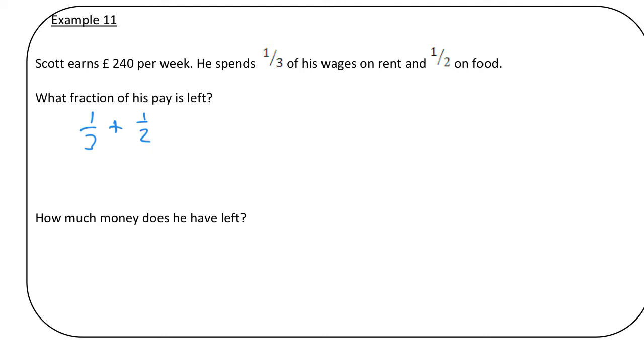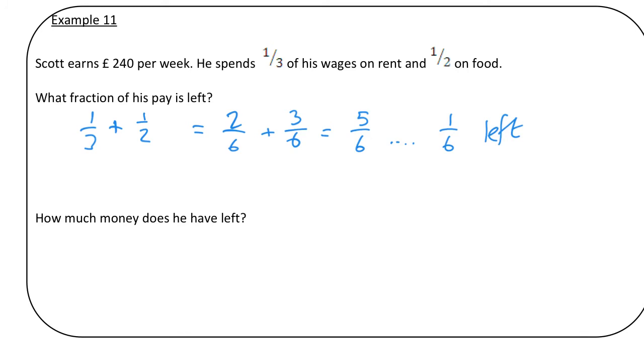To add fractions, we need a common denominator. The common denominator here is going to be 6. To get from thirds into sixths, we multiply the denominators by 2. So we have to do the same in the numerators. So 1 times 2 is 2. To get from halves into sixths, we multiply the bottom by 3. So we need to multiply the top by 3. And that gives us 3/6. Altogether then, we have 5/6. So if we spent 5/6, then it stands to reason that there's 1/6 left.